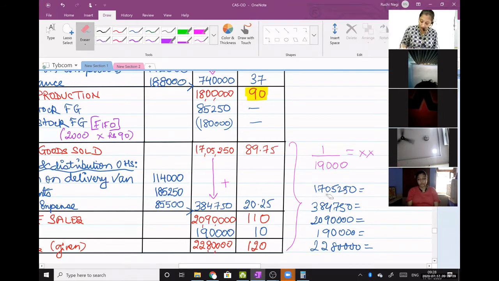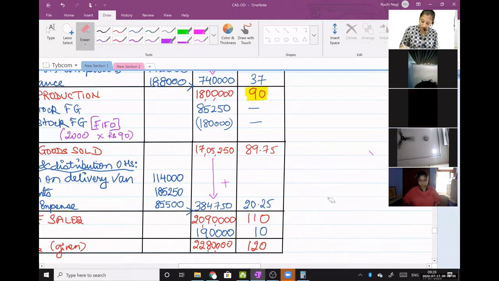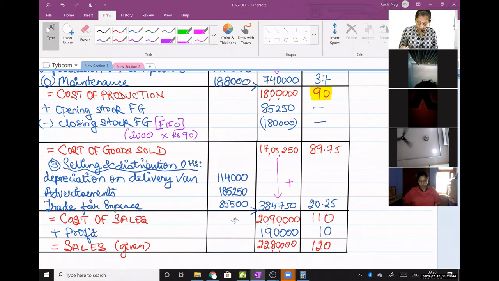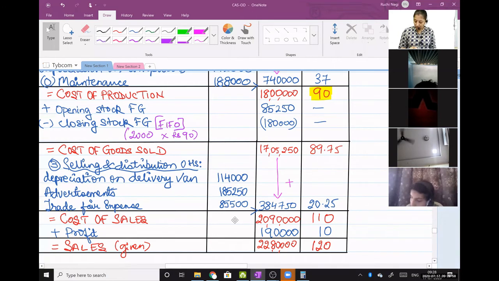Is it clear? Oh, wow. So many students had calculated also the answers. Great. Very good. See how much time is saved. Overall, you are able to save at least 5 minutes. And 5 minutes counts in exam.